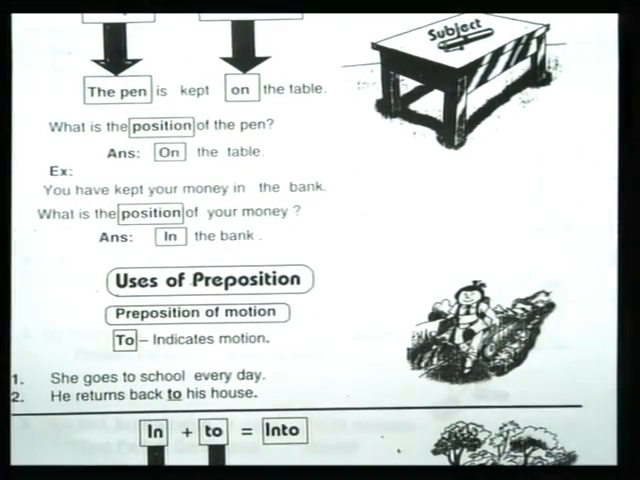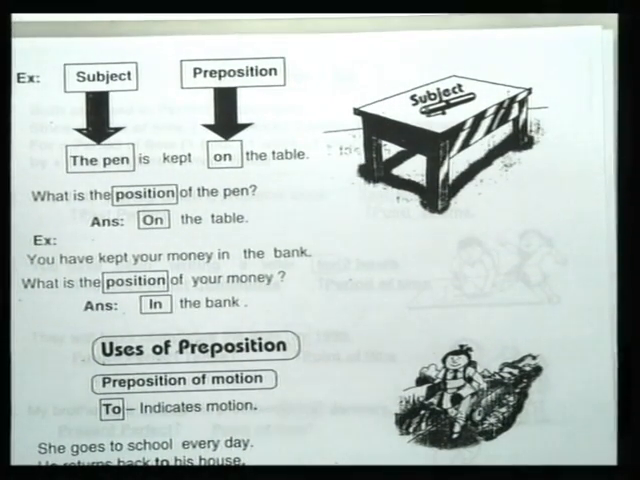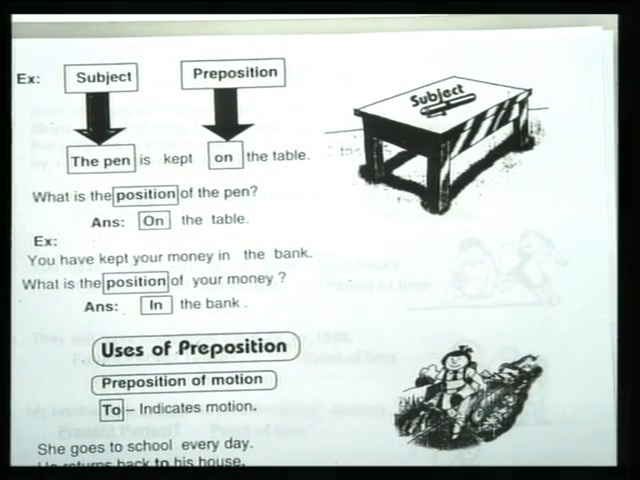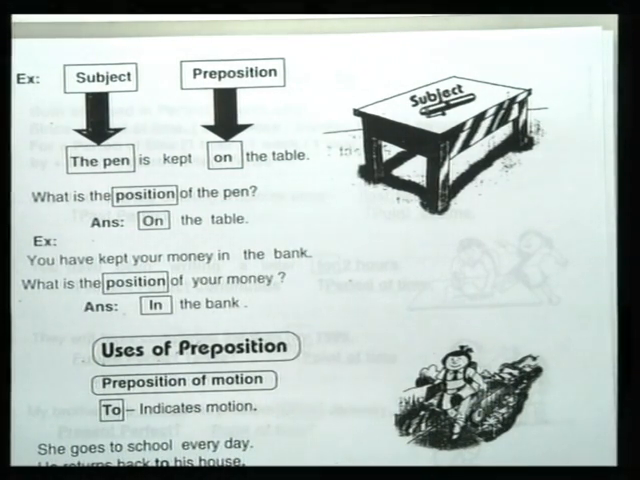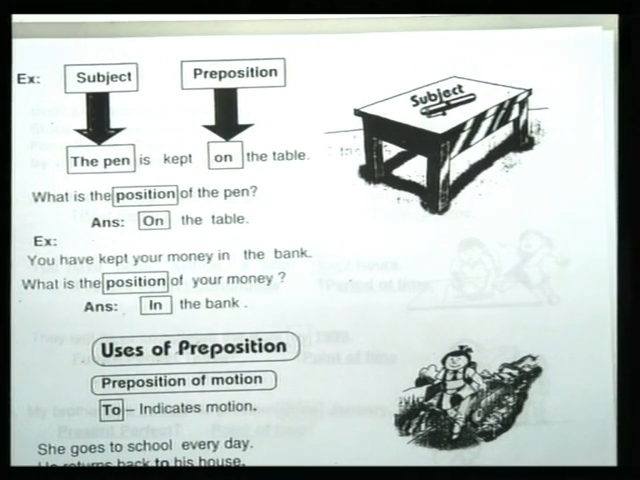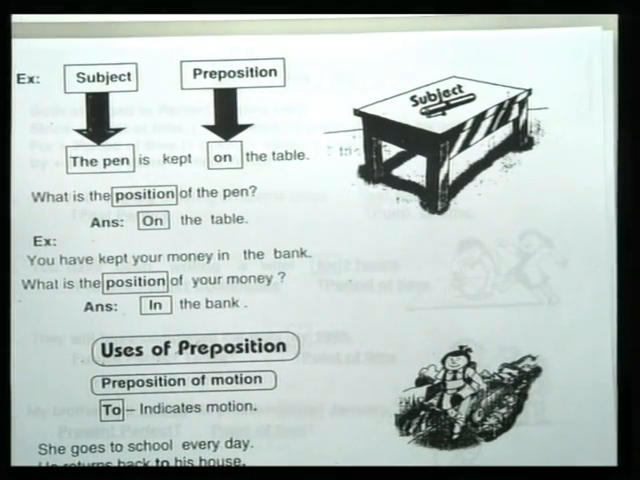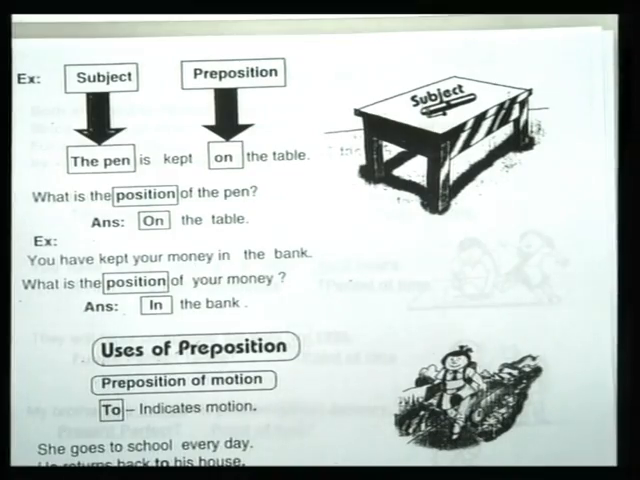Now, next example is on. The pen is kept on the table. On means above. The position of any object or thing is very essential to be narrated in a sentence. So prepositions play a very important part in grammar. What is the position of the pen? The pen is on the table.